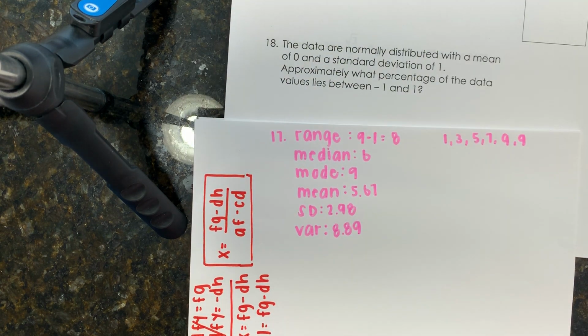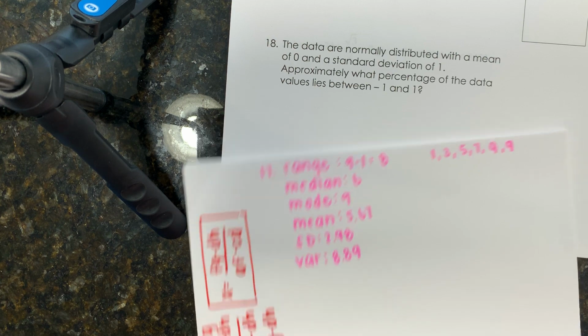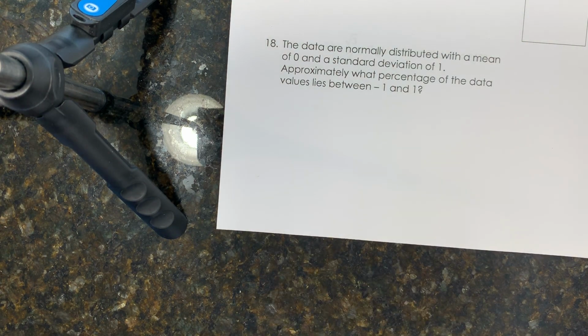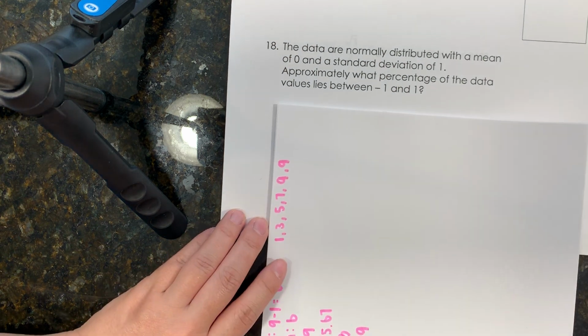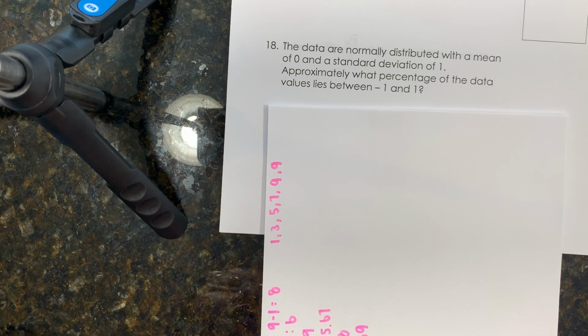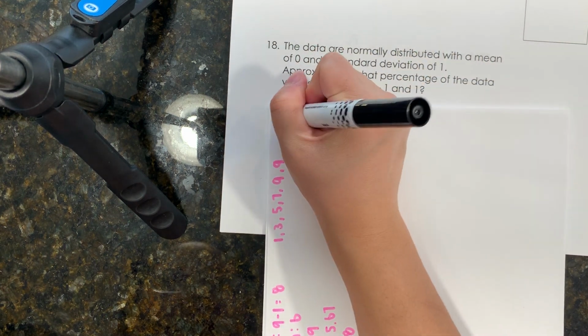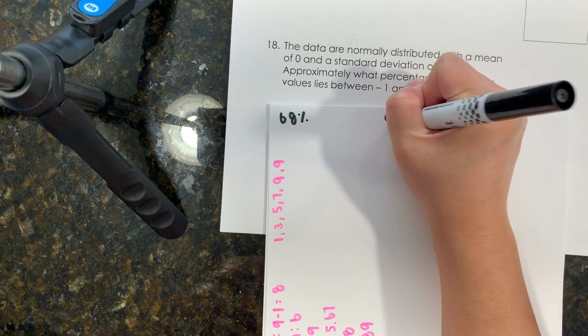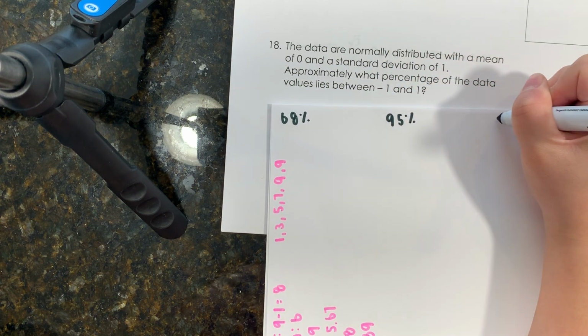Now looking at number 18, this one has to do with the same lesson. It says the data are normally distributed with a mean of 0 and a standard deviation of 1. Approximately what percentage of the data values lies between -1 and 1? Well, we have our three percentages, which are 68, 95, and 99.